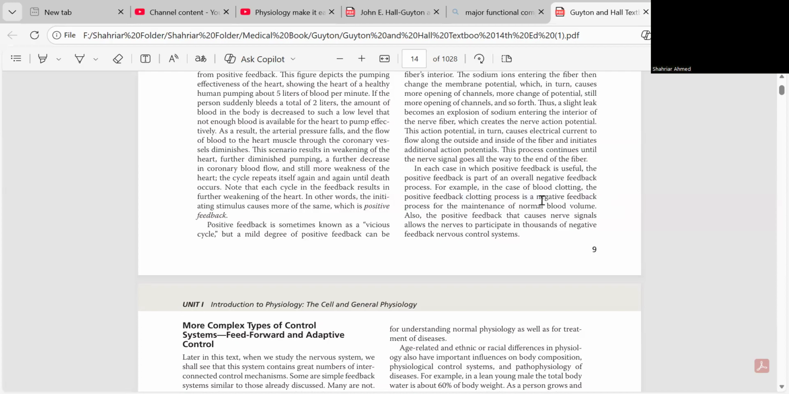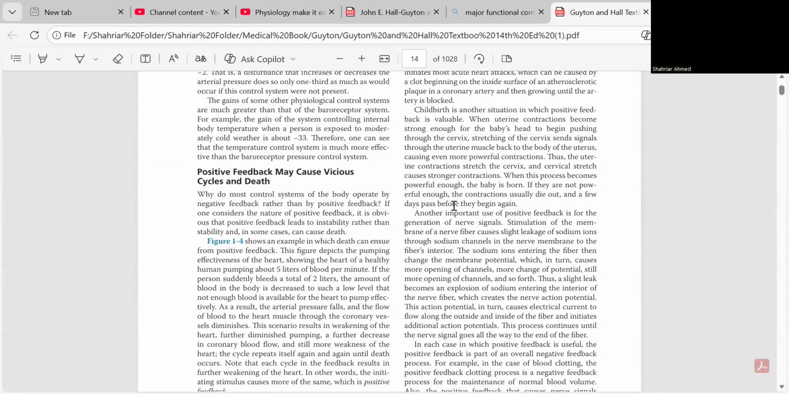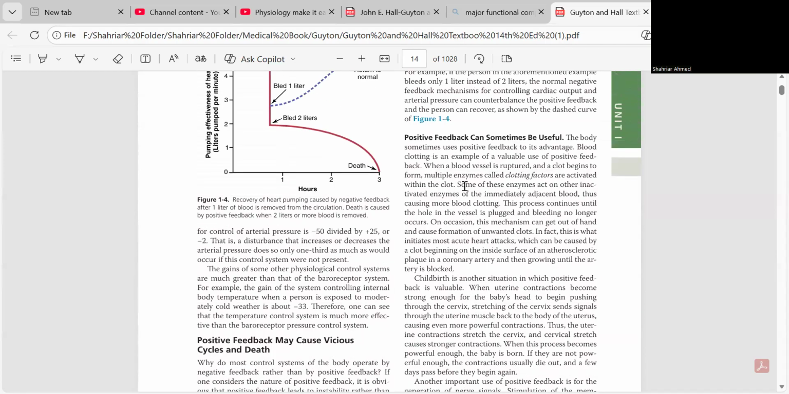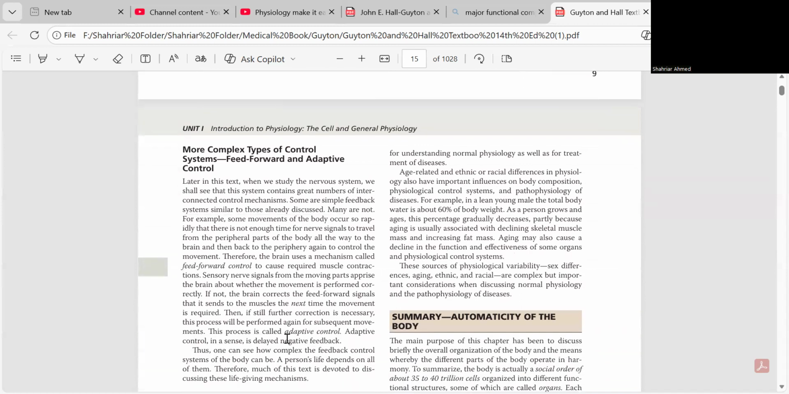You should not read it, or you should not keep it in mind. Just remember what the positive and negative feedback mechanisms are. Positive feedback may cause a vicious cycle and death. What are the examples of positive feedback systems, and what is a positive feedback system? Another most important topic is more complex types of control system: feed-forward and adaptive control.